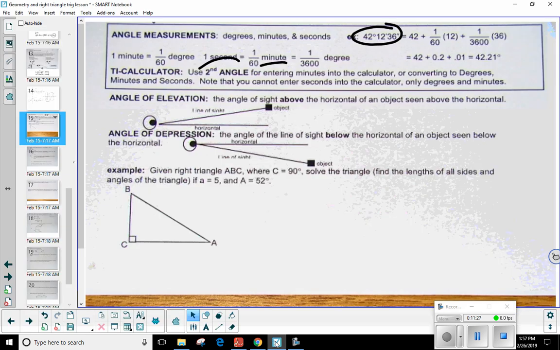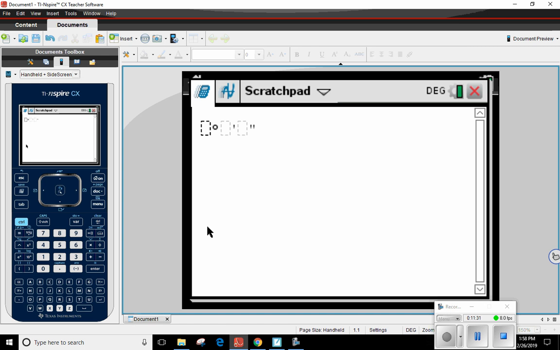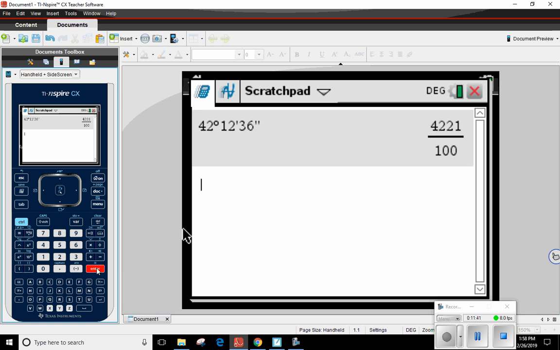So in this case, what do we have here? It's 42, 12, 36. So I'm going to type in 42, 12, 36. So 42 degrees, 12 minutes, 36 seconds. If I click enter, and then control enter because it's going to give me the decimal, there's the 42.21 that we originally had. Okay.